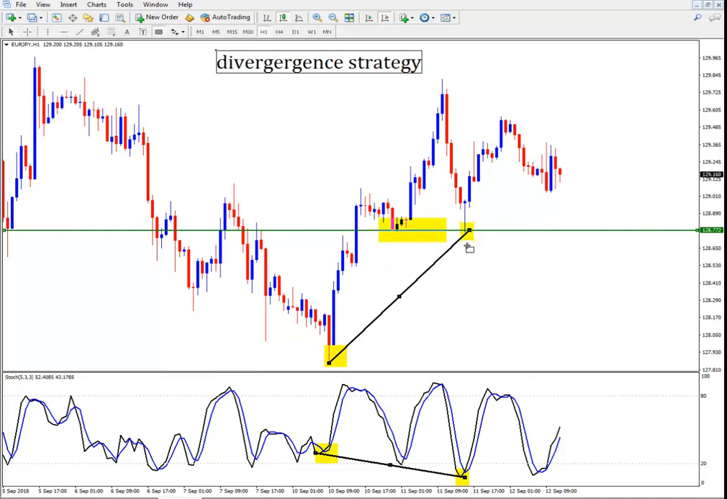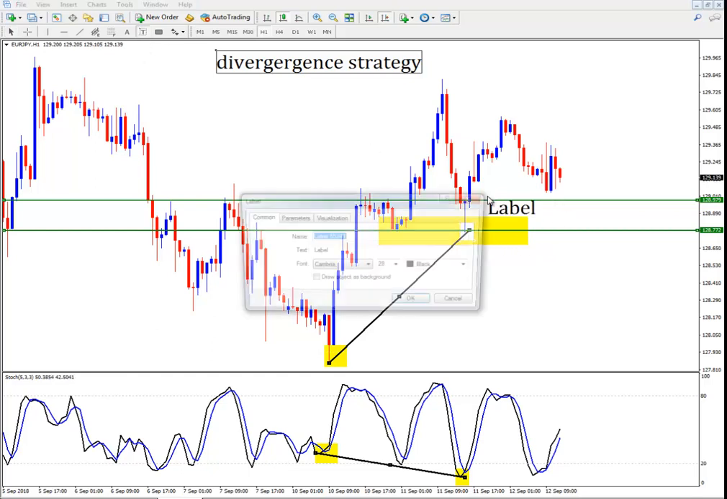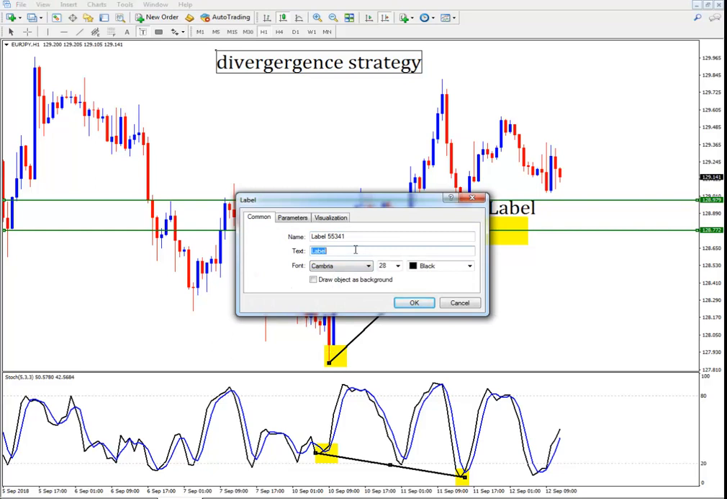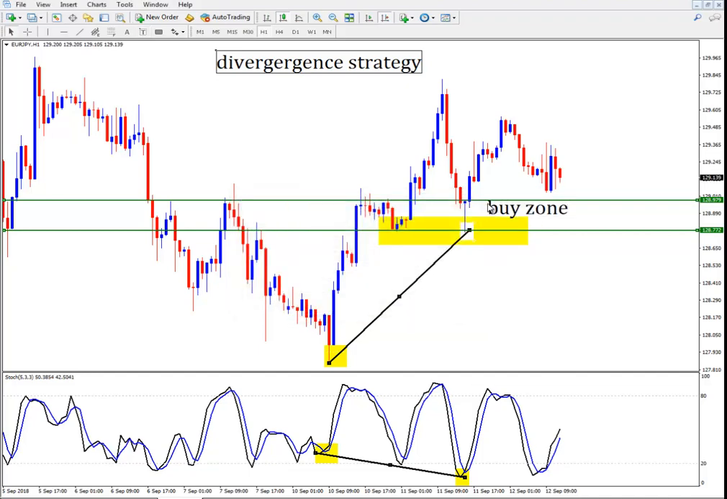So if we take our trade here, this is our buy zone. If we buy here, our stop loss will be here.